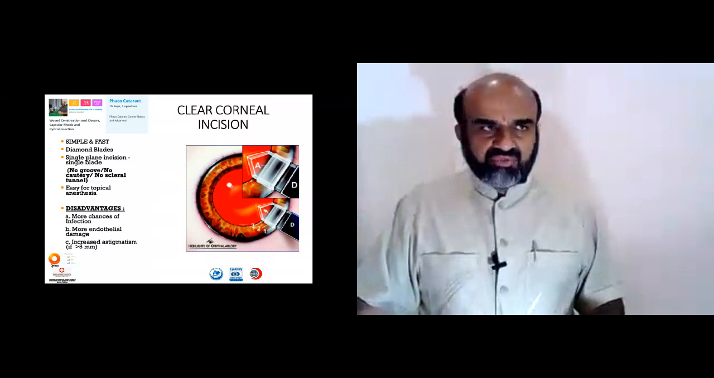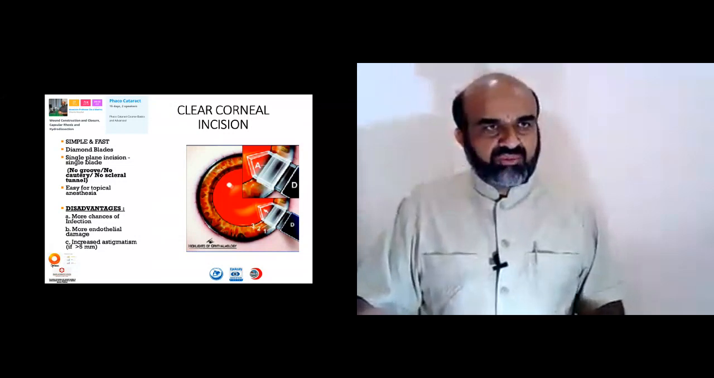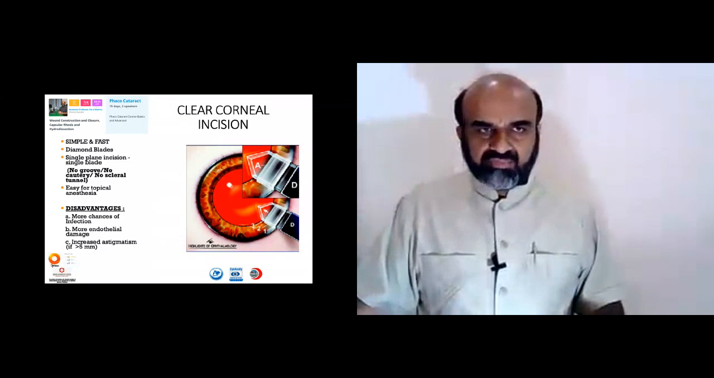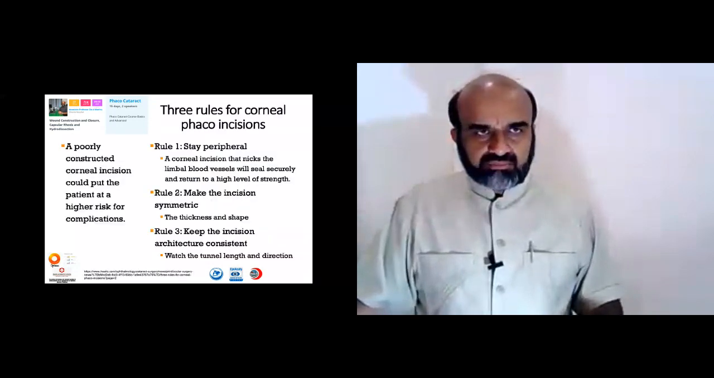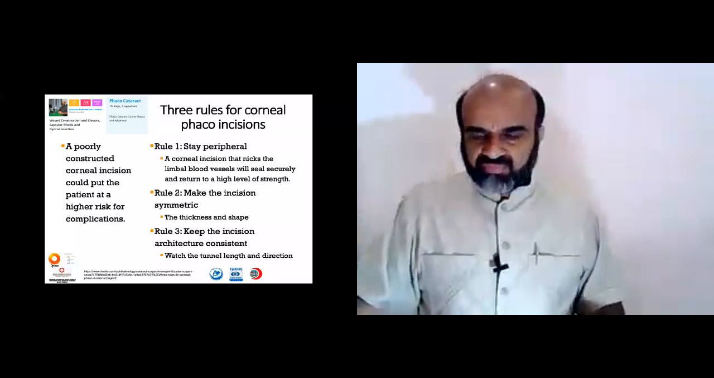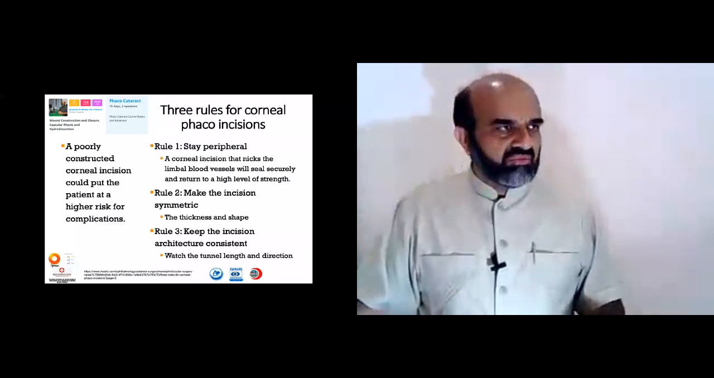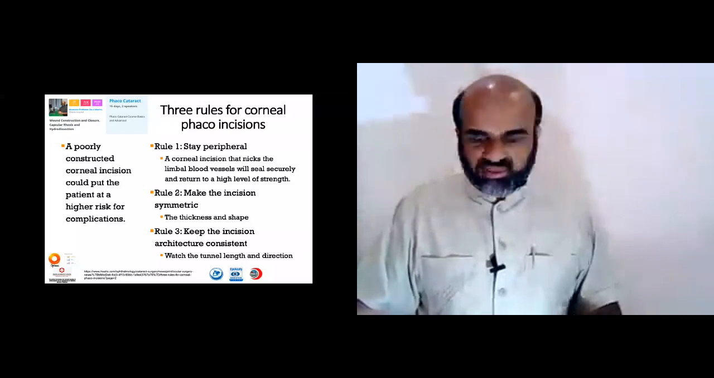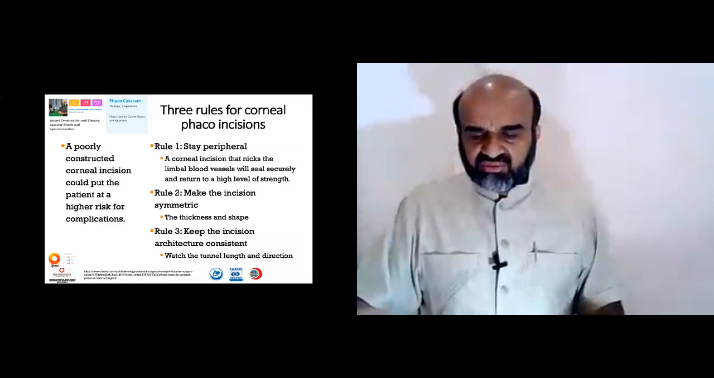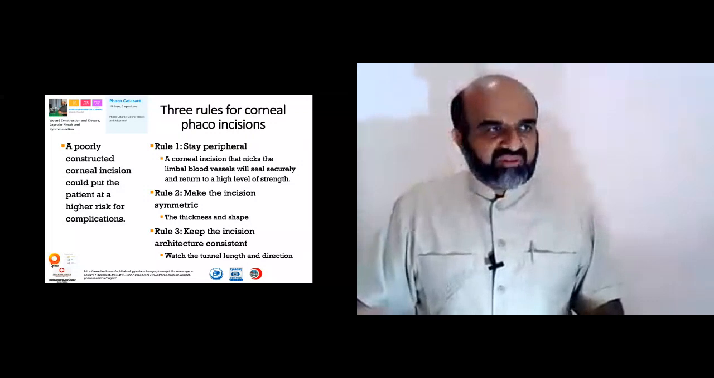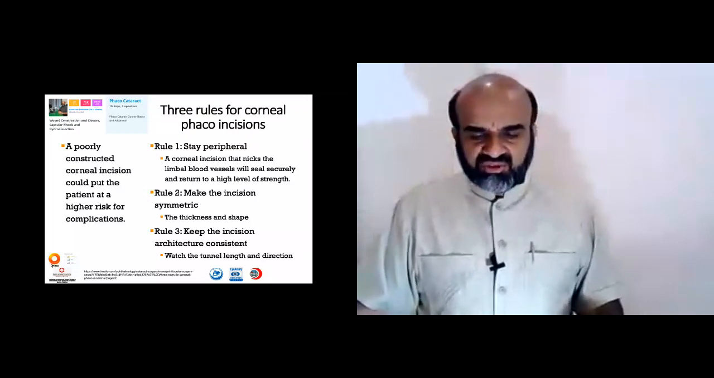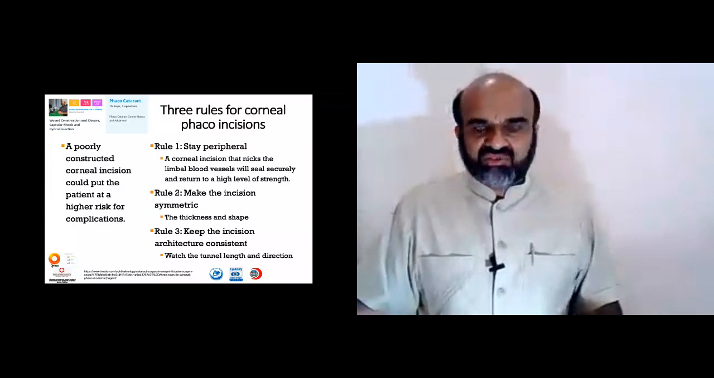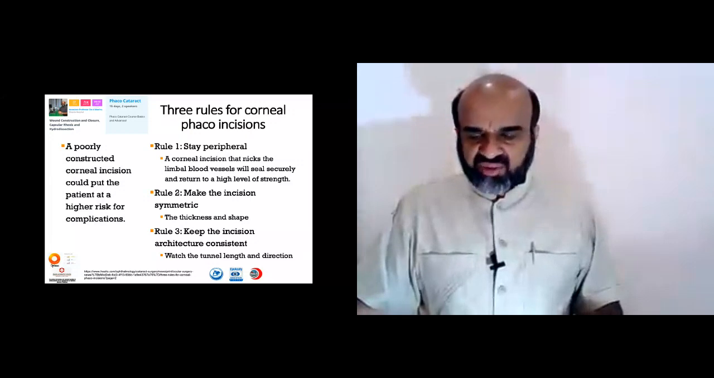So there are 3 rules which I found during my search of the internet, and these are by Uday Devgan. He is one of the best phaco cataract coaches around the world. Why are these rules important? Because a poorly constructed corneal incision could put the patient at higher risk of complications. So rule 1 is stay peripheral.